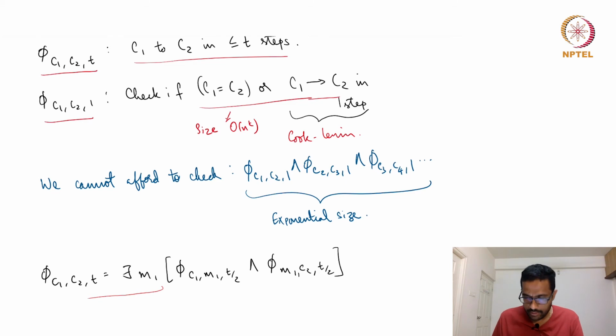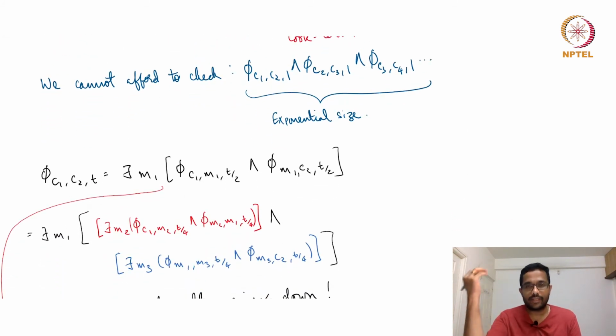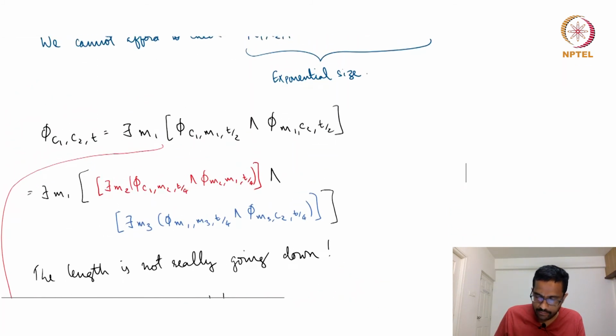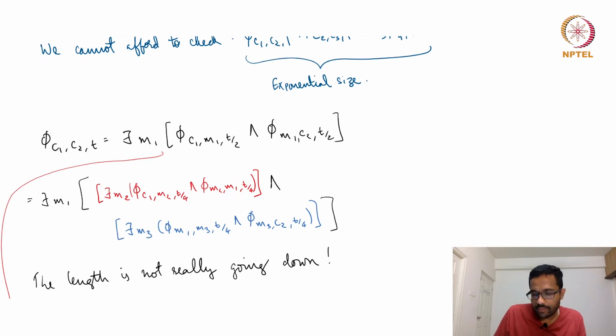So what we will try to do is something that we tried in Savage's theorem already. We will use recursion. If there is a path from C1 to C2 in t steps, then there should be a middle point at t over 2 steps. Let us say you were in some intermediate configuration called M1. We don't even know what M1 is, but there may be some configuration called M1. So I could write, does there exist an M1 such that from C1 to M1 you can go in t over 2 steps, and M1 to C2 you can go in t over 2 steps?